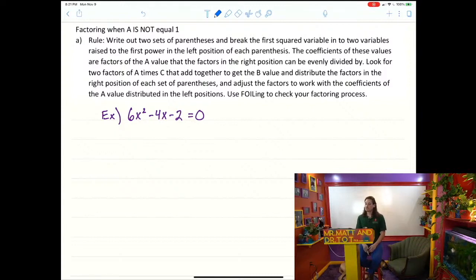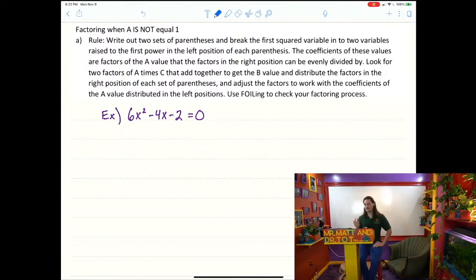So we have two things to consider. We're going to first consider our factors of a and our factors of a times c. And we need two factors of a times c that add together to get b and that work with one set of factors of a. The factors of a that we choose, we're going to have to reduce our a times c factors by those numbers because they're going to affect the inner times inner and outer times outer combinations when we ultimately FOIL back to check. So let's look at this example.